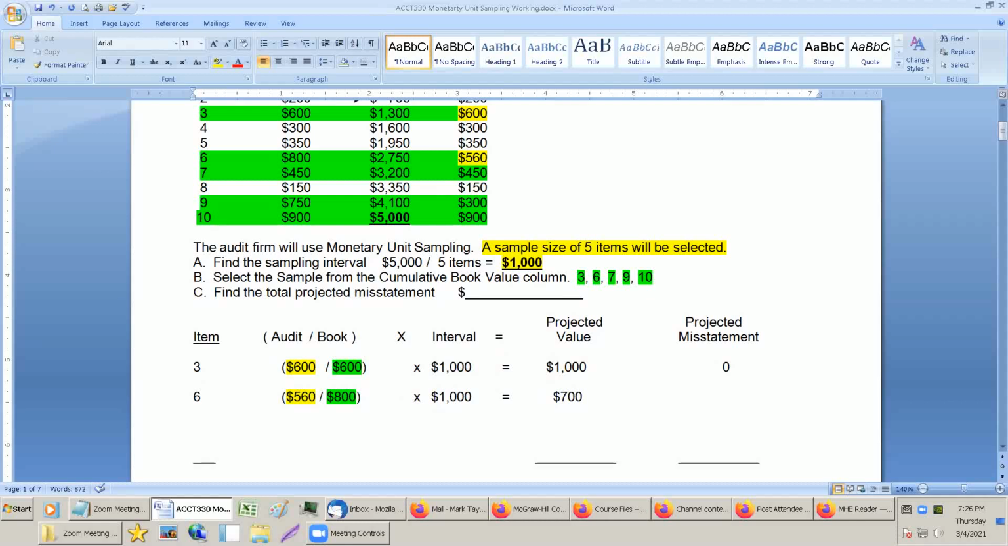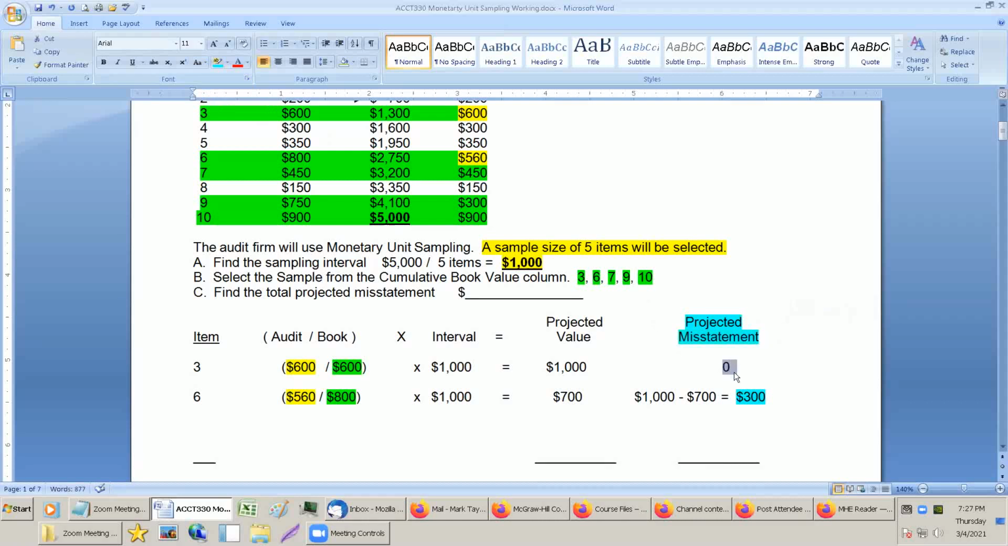So what would be the projected misstatement? Undervalued by 100 or overvalued? You're right, it'd be overvalued by what, 300? So the interval is 1,000. So the projected misstatement would be 1,000 minus that 700. So the projected misstatement would be 300. Let's make that turquoise. Okay, so the projected misstatements.